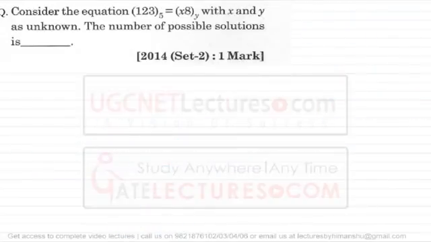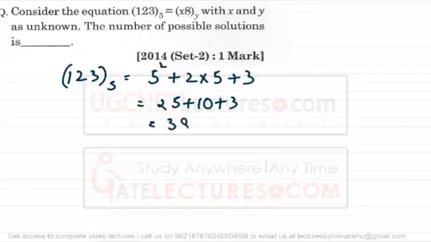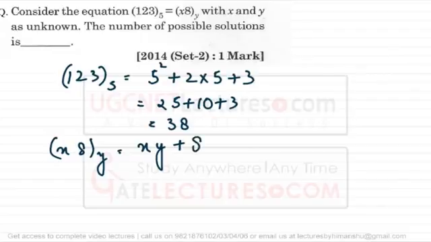Okay. Look at the next question, which was also asked in 2014 in some different set. This question says that 123 in a number system with base 5 is equal to x8 in base y, and it's asking for the number of possible solutions. Just convert both these numbers into decimal. 123 with base 5 in decimal would be 5 square plus 2 into 5 plus 3, which is 38. Convert the RHS also into decimal. You get xy plus 8.